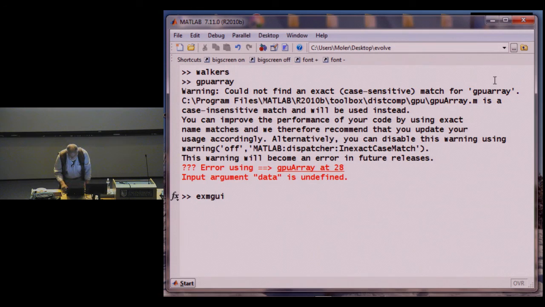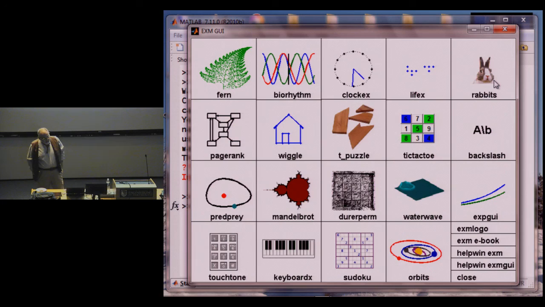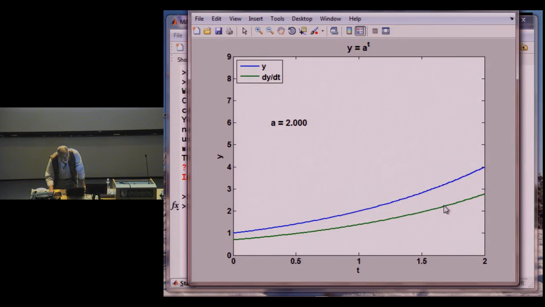So here's a book I'm working on called Experiments in MATLAB. These are different icons for different fun things that I'm trying to do at a more elementary level. Here's one of my favorite ones. Let me just show you this one. So this is a plot. The blue line is a plot of 2 to the t, right? As t runs from 1 to 2, 2 to the t runs from 1 to 4. The green line is its slope. The slope is computed just by taking differences in nearby points. And we see that the slope is the same shape. The green line is the same shape as the blue line, but it's below it.